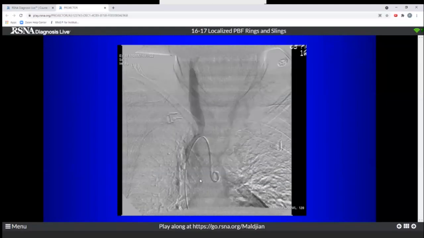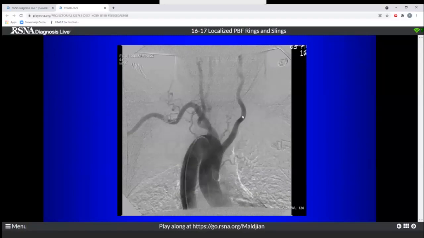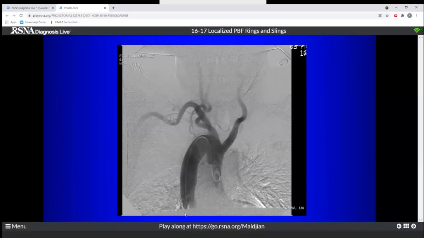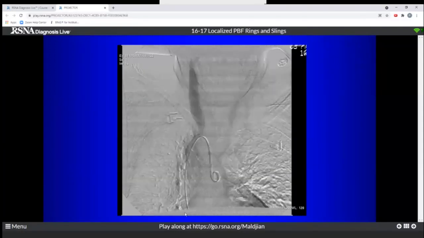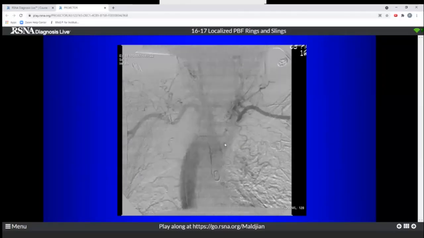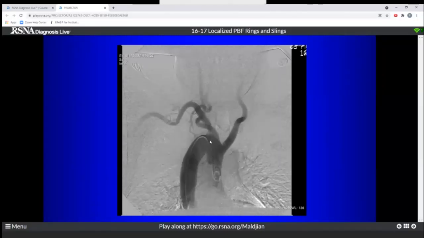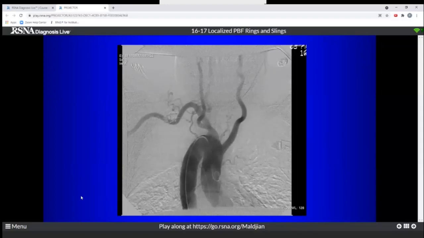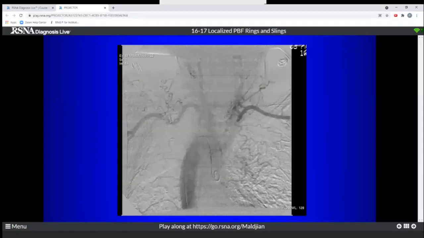And when we look at the angiogram, this vessel looks like the left common carotid here. Where is the left subclavian? So let's take a look at that. There's your left common carotid. Here we can see our right common carotid. Here's the right subclavian. What about the left subclavian? How do we explain the appearance here of the left subclavian artery?